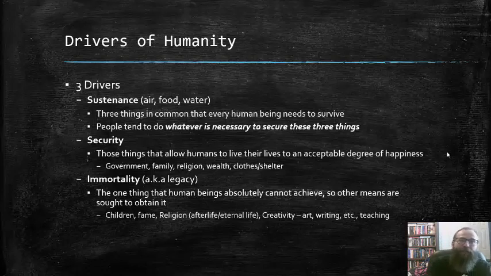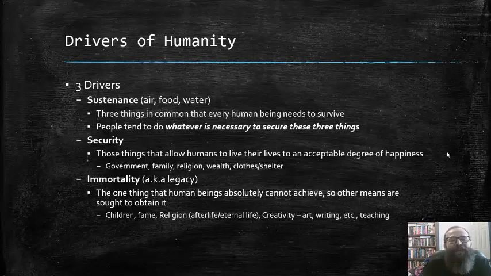Also, family. Family, the bonds that family members have with each other, provides a sense of security. Religion, in many ways, also provides this sense of security. Wealth, clothes, shelter, all of these things provide a sense of security that humans strive to achieve. And without that sense of security, then all sorts of often wild and unpredictable things may happen.